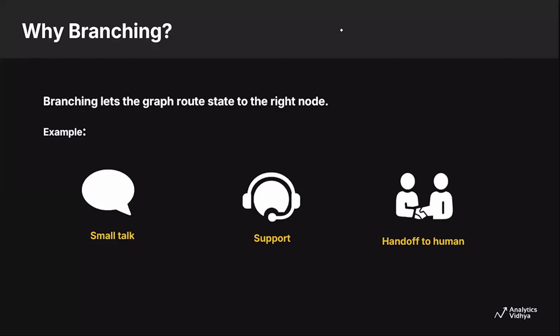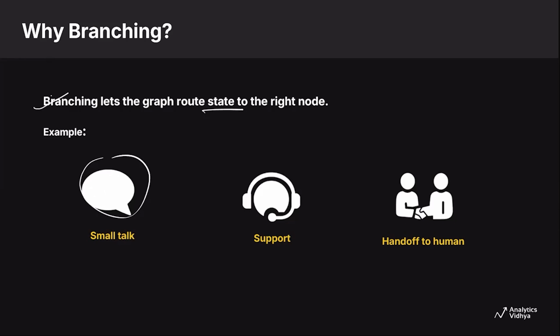First, let's talk about why branching is introduced in this entire workflow. Branching lets the graph route the state to the right node. A lot of times, based upon the user intent, you need to invoke a respective agent. Say, for example, your user is just doing small talk, randomly chatting, not asking anything specific. It's just questions like "How are you?" and things like that. You do not need to route it to any specific person.